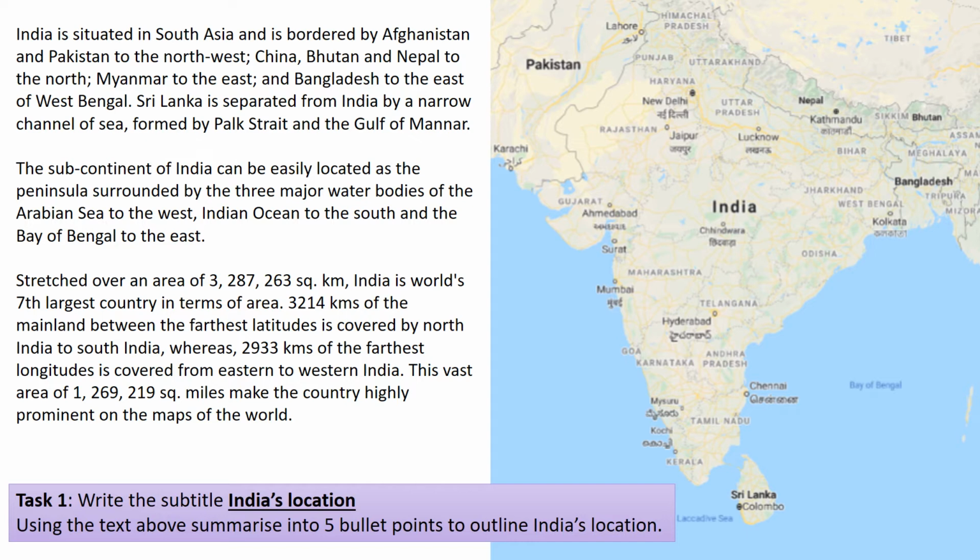For task 1, you need to bullet point 5 points that summarise India's location, where it is in the world. The first bullet point, for example, would be in the continent of Asia, but being more precise, continent of South Asia. You then could look at which countries it borders. And please remember to use compass points, north, south, east, west, rather than saying left or above. Don't forget to mention oceans, and you can also mention latitude and longitude.